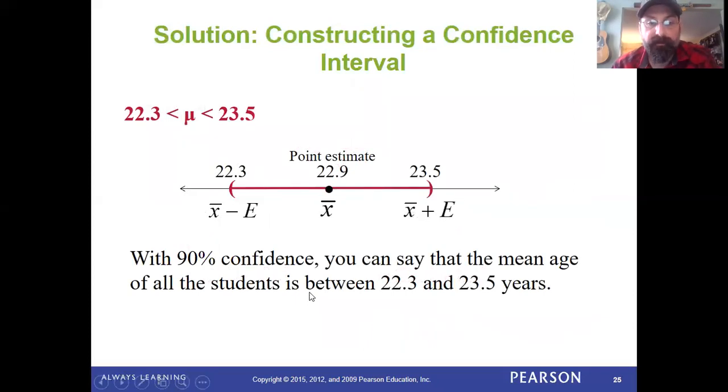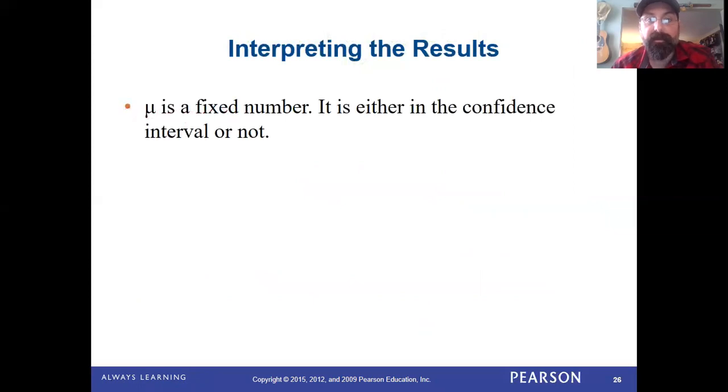Again, just pictorially, with 90% confidence, we can say the mean age of all the students, mu, is somewhere between 22.3 and 23.5 years old. Okay, you should definitely try a couple of these problems, make sure they make some sense. But there's one more thing we want to cover here. First of all, let's talk about the interpretation. Don't worry too much about this slide, but we should try to speak precisely. So remember, mu is a fixed number. It's either in the confidence interval or it's not in the confidence interval.